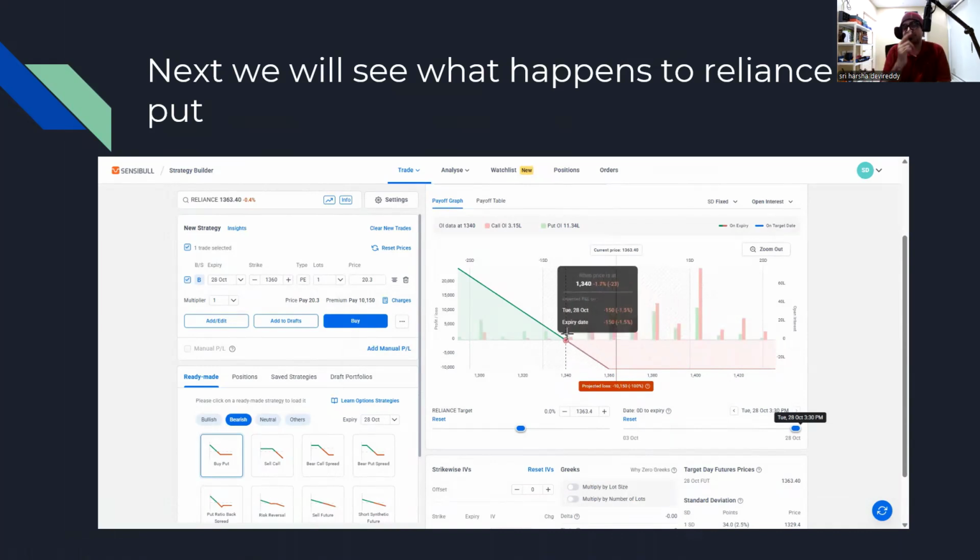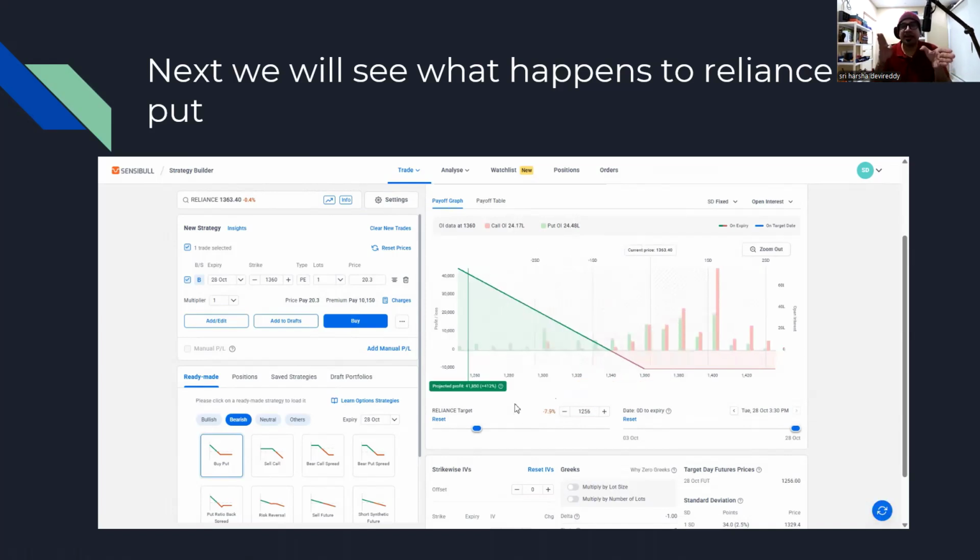But if Reliance falls, the put will start making profit. The more it falls, the more profit will come. So Reliance put has, as it is falling deeper, you are making more and more profit. So Reliance put makes money only when the Reliance share falls, and the Reliance share loses money only when the Reliance share falls. So now we are combining both.